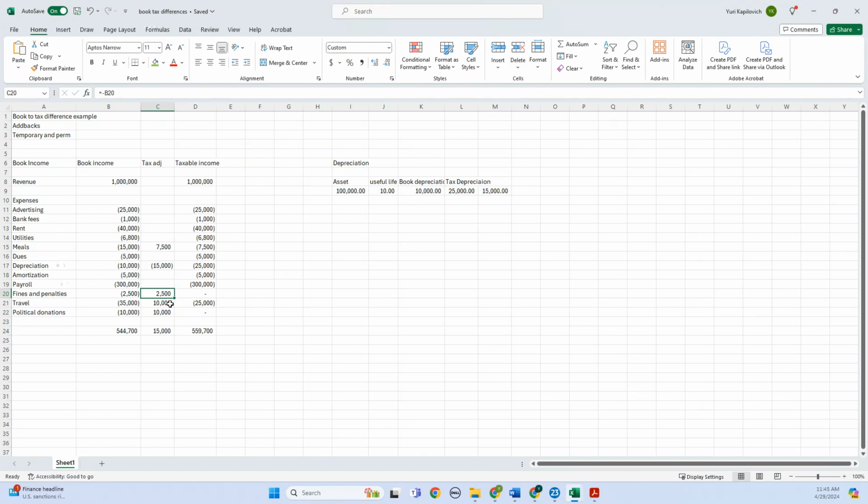And guess what? It's permanent. You will never get to take a fines and penalty deduction in a future year. You'll never get to reverse that over time. It is non-deductible today and will never be deductible. And if you do it again in the future, it will again never reverse. So again, that is an unfavorable adjustment because for tax purposes, you don't get that $2,500 deduction to offset your income.